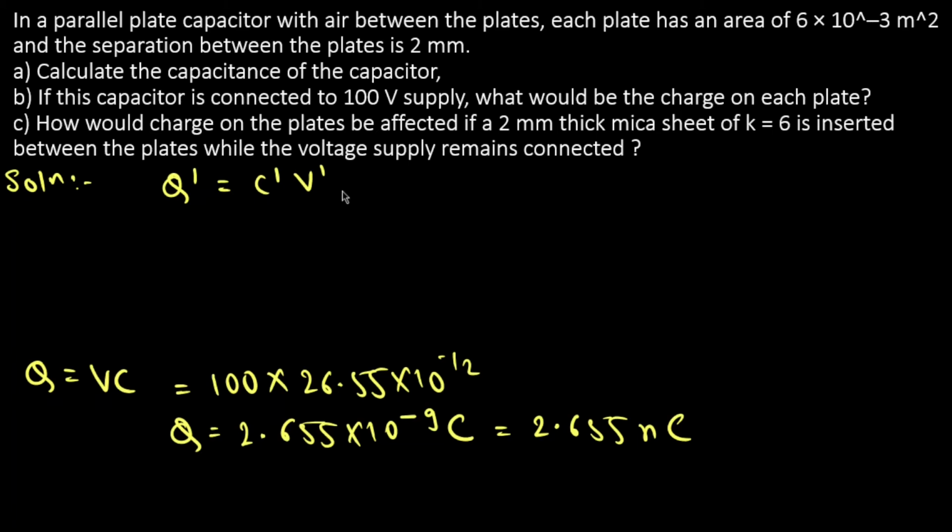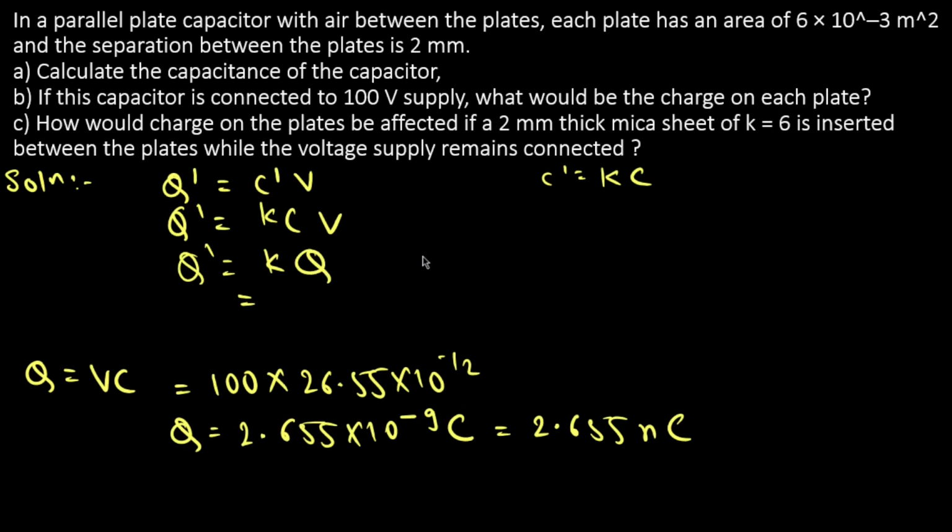But since the potential difference applied remains the same, V dash is equal to V. Now Q dash will be C dash V, where C dash is the capacitance when the dielectric is placed, given as C dash equal to K times C. So we can write K times C into V. Now CV is our old charge Q, so Q dash can be written as K times Q.